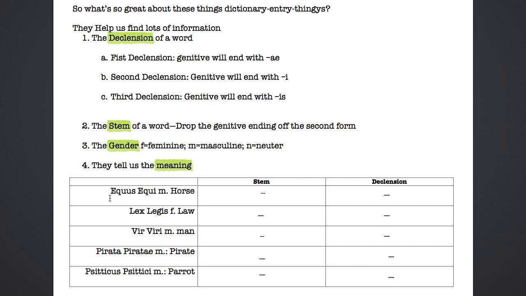So for example, let's look at equus, equi together. I'm actually going to find the declension first. And to do that, I'm going to look at this genitive form, the second form. And up here, I see that if it ends with an I, like it does here, it's second declension. Now the stem, to find the stem, I drop the I off of that. So that means that my stem is EQU. All right, pause the video and do the rest of these, paying very careful attention to vir, viri.